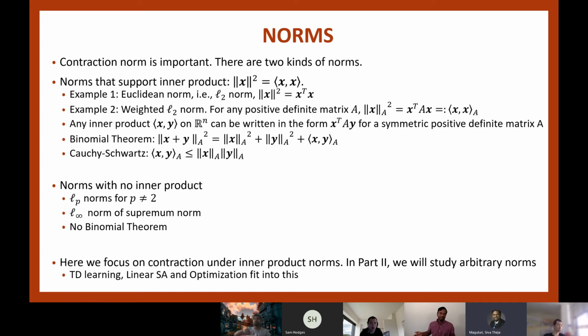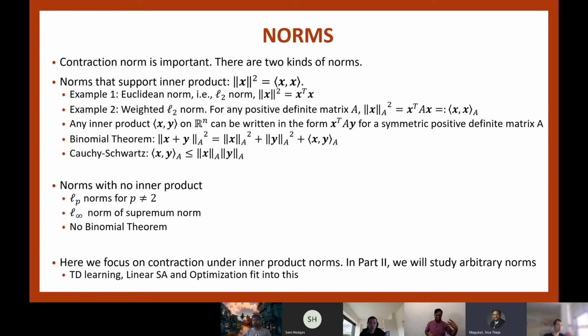Or maybe it's a contraction with respect to the infinity norm and not the 2 norm. It depends on where this H comes from. And if H is a contraction with respect to an inner product norm, you can use the results I'm going to present in the next few slides. If not, you have to wait till part 2, and Zaiwei is going to talk about how to generalize these results when H is a contraction with respect to an arbitrary norm.